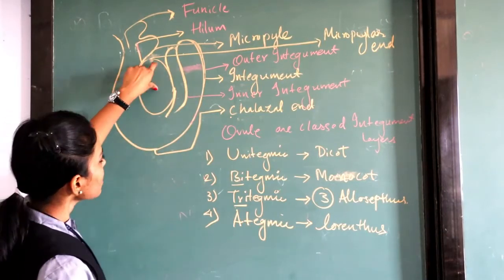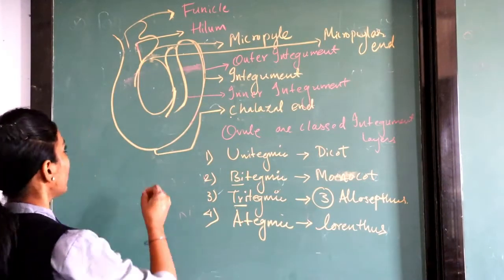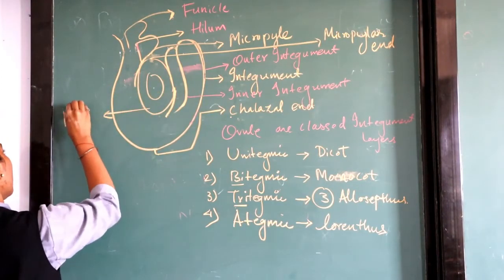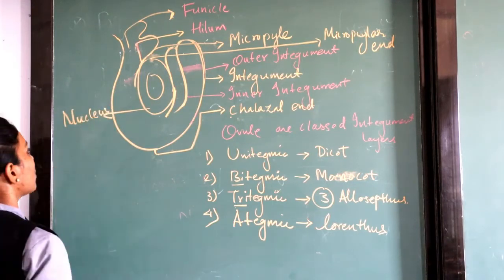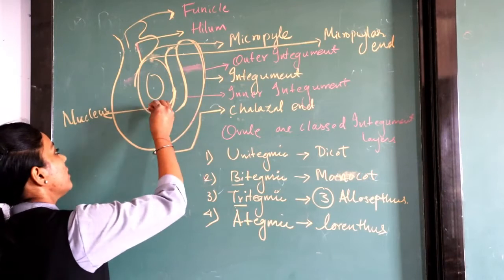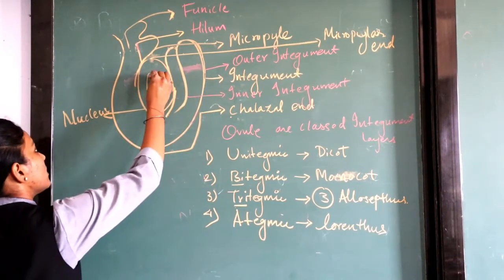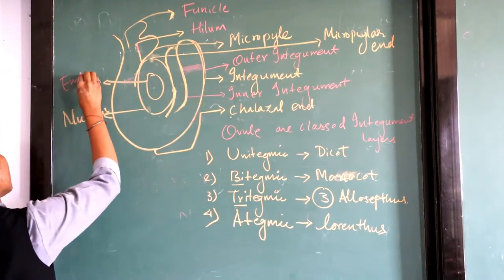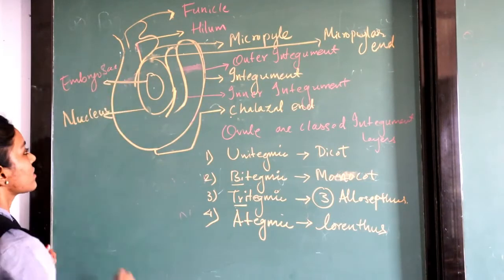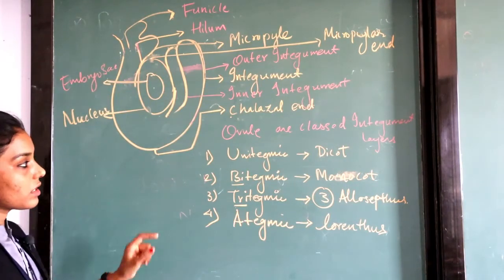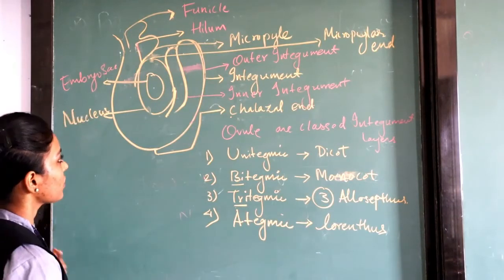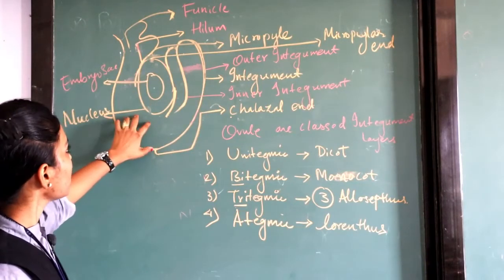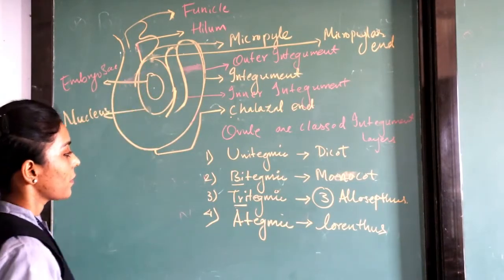These integuments have a mass of cells inside, that is the nucellus. And the nucellus bears what? The embryo sac. I hope you are clear with the pistil part. If you see the diagram, how easy it is to draw, and in your book the same diagram is given.